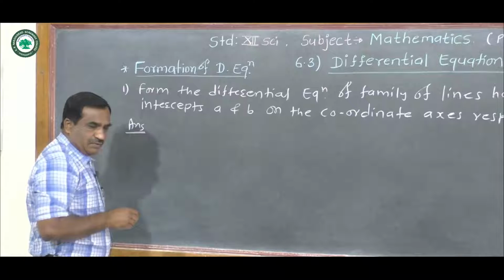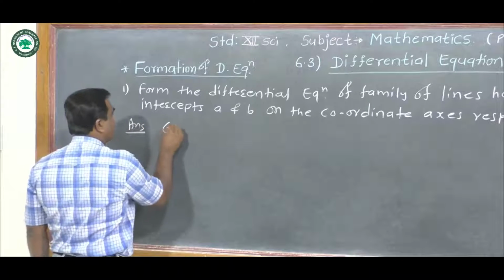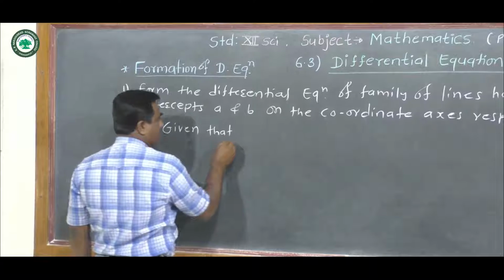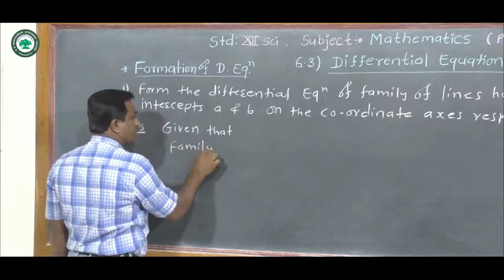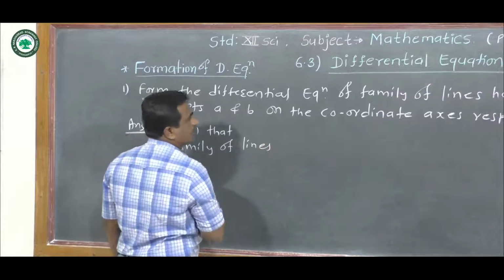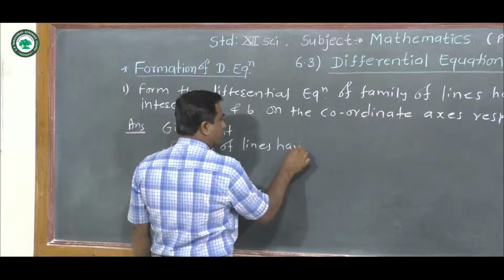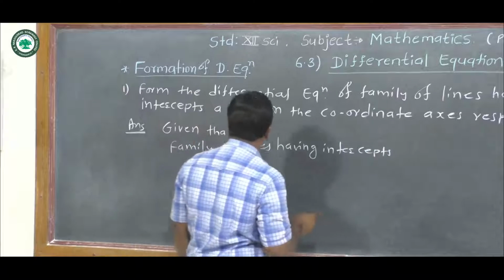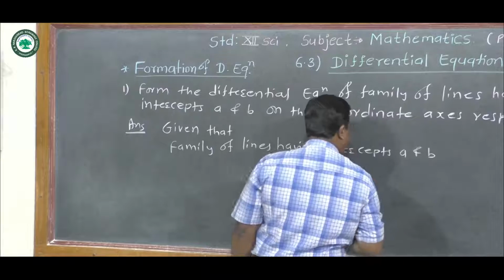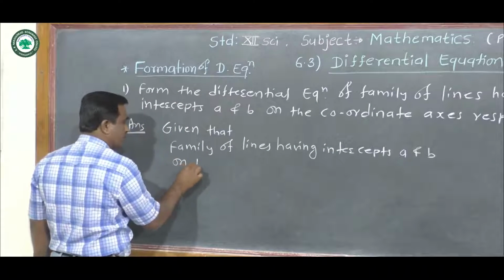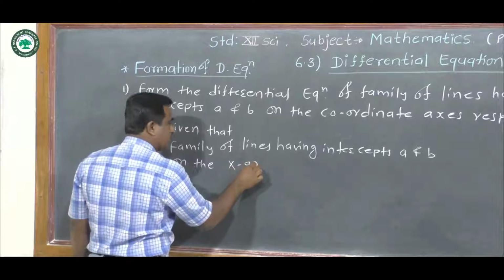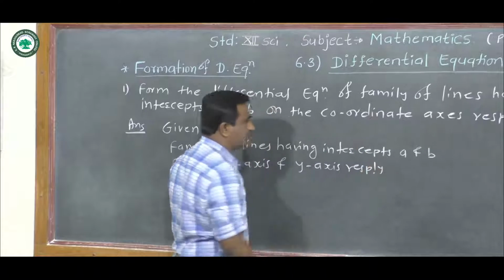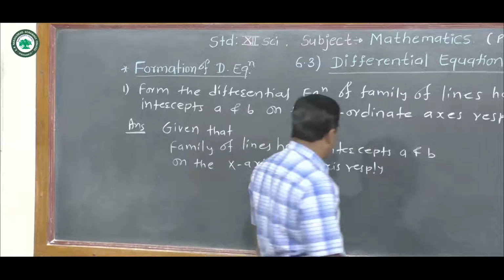Answer, given that family of lines having intercepts A and B on the x-axis and y-axis respectively. Okay, now we draw a figure for this information.